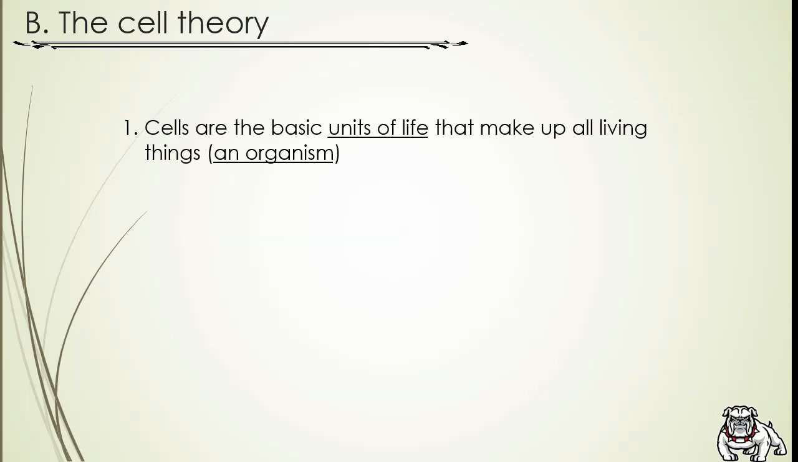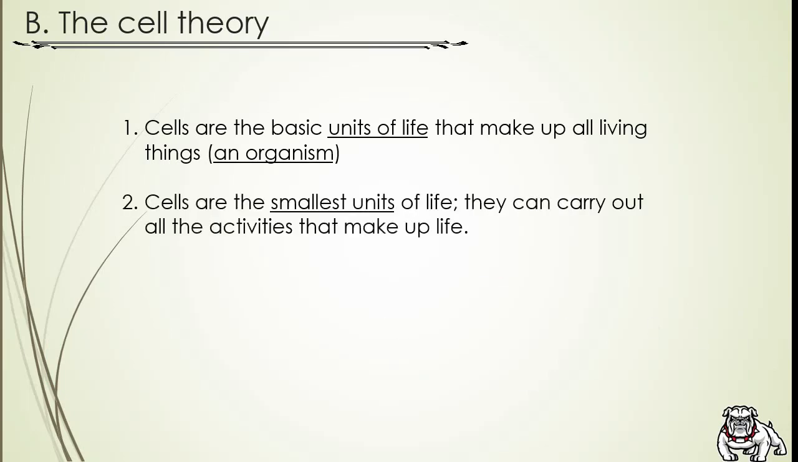They make up all living things. A living thing is called an organism. And it's believed that they are the smallest units of life. In other words, anything that happens in a living thing happens at a cellular level. So they're the smallest thing that can make up all of the activities that make up a living organism.